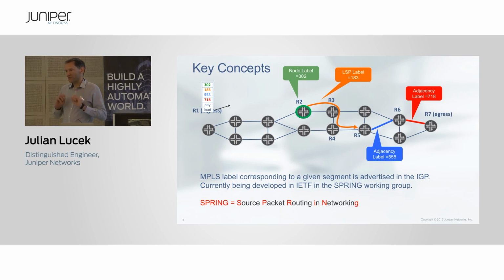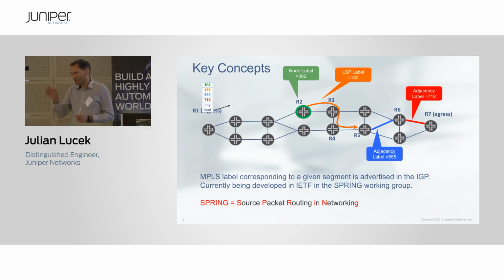So the node label just says, just follow whatever's the shortest path. The adjacency labels are sort of nailing the packet to a particular link. The so-called binding label associated with that orange LSP, steers the packet into that particular orange LSP. And so that's why sometimes it's called source routing, because it's this label stack that's imparted at the ingress that determines the fate of the packet as it propagates through the network.